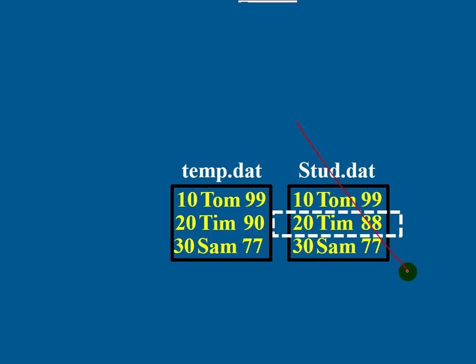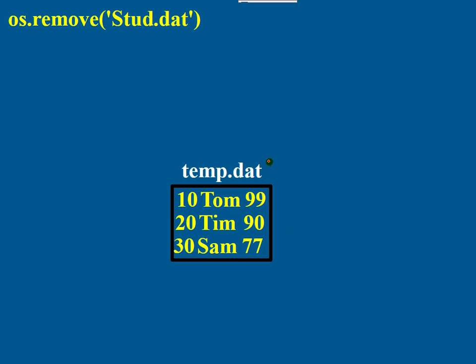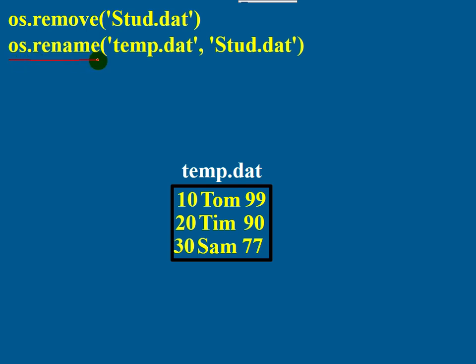The binary file stud.dat should be removed from the hard disk. So you can write os.remove stud.dat. So this is removed from the hard disk. Now you can rename temp.dat to stud.dat. For that you can use os.rename. The existing name should be written first followed by the new name. So now temp.dat is renamed as stud.dat.